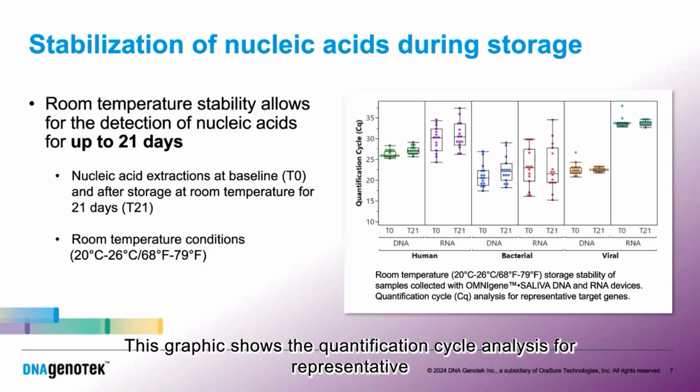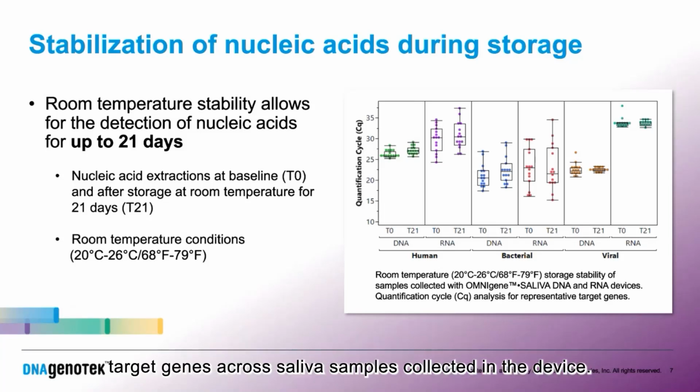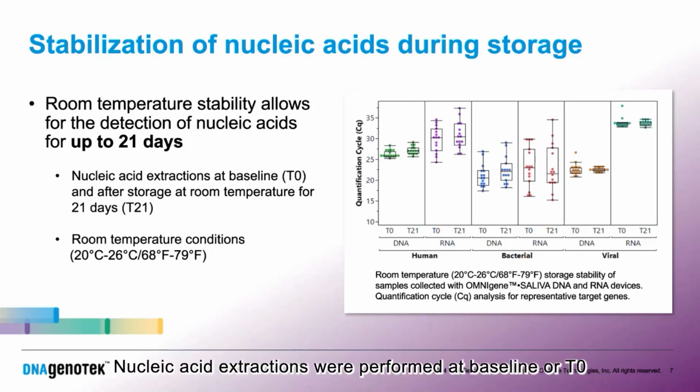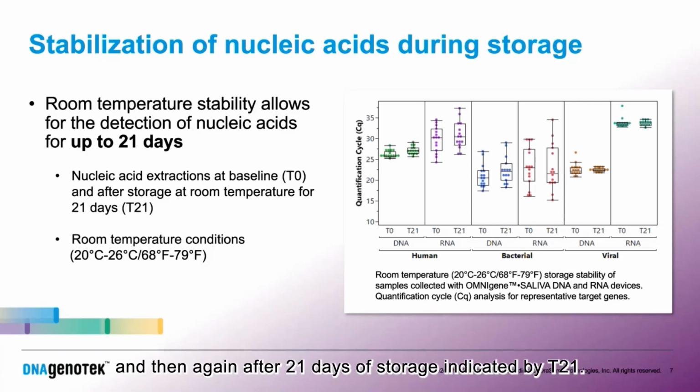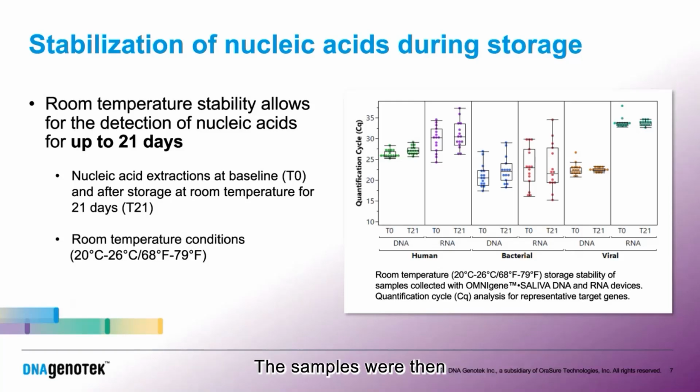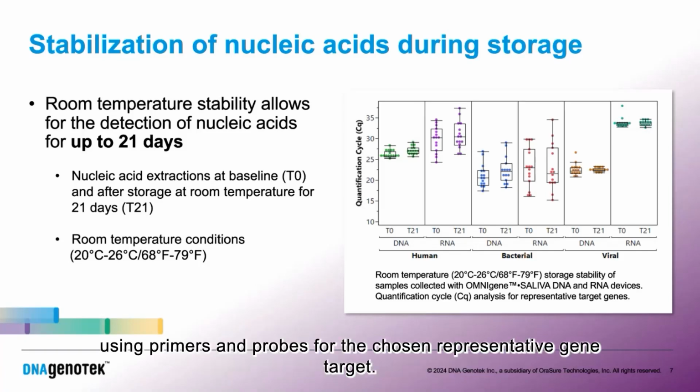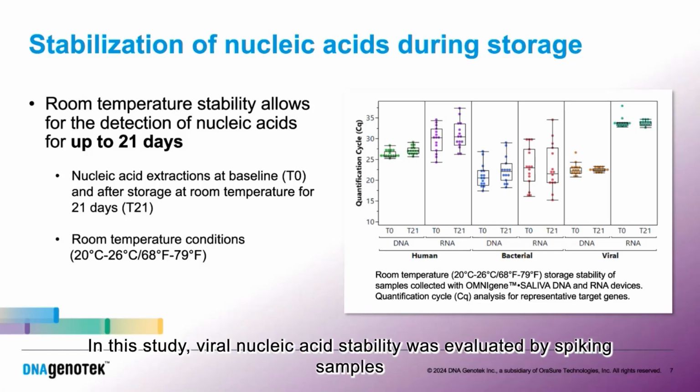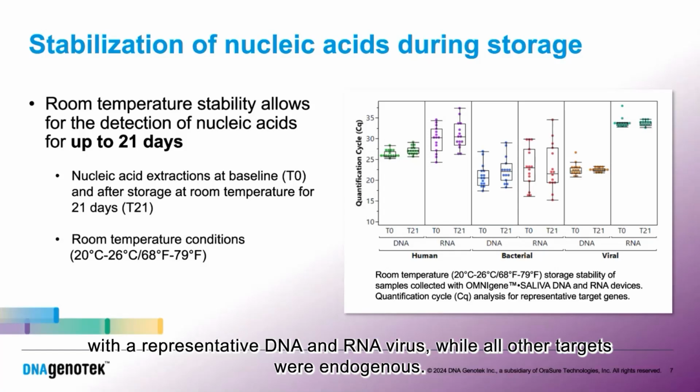This graphic shows the quantification cycle analysis for representative target genes across saliva samples collected in the device. Nucleic acid extractions were performed at baseline, or T0, and then again after 21 days of storage, indicated by T21. The samples were then analyzed by qPCR or RT-qPCR using primers and probes for the chosen representative gene targets. In this study, viral nucleic acid stability was evaluated by spiking samples with a representative DNA and RNA virus, while all other targets were endogenous.